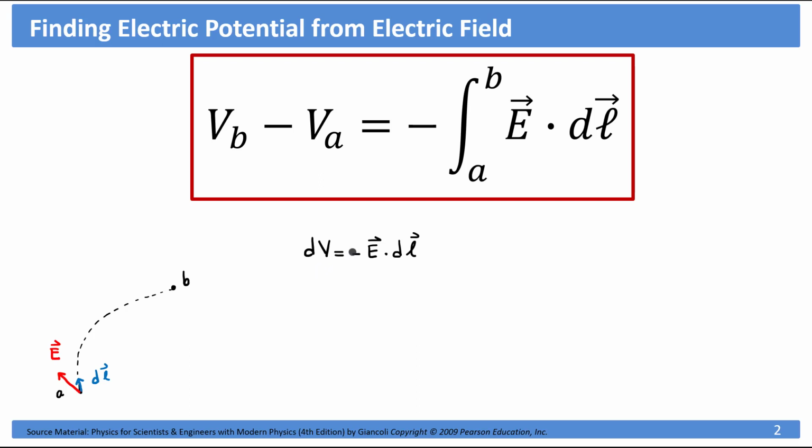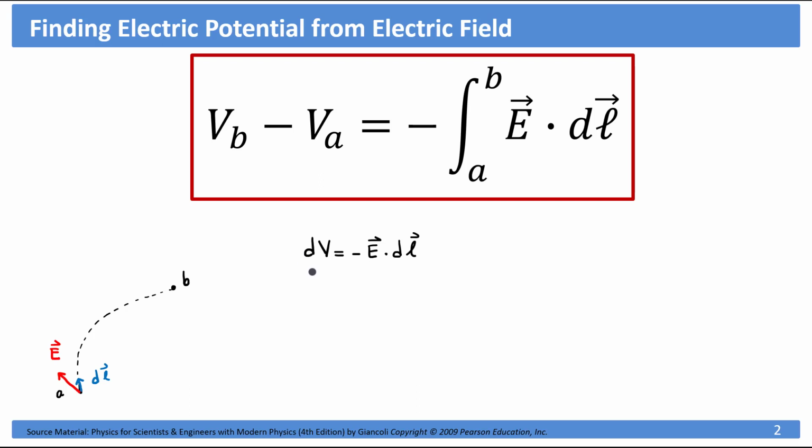The third possibility here is when you move perpendicular to the electric field. If you move perpendicular to the electric field, then the scalar product here will be basically zero. What it is telling you is, if you move perpendicular to the electric field, the electric potential will not change.